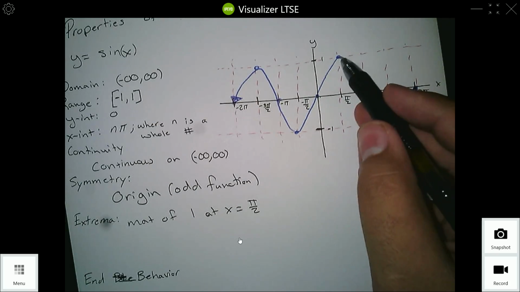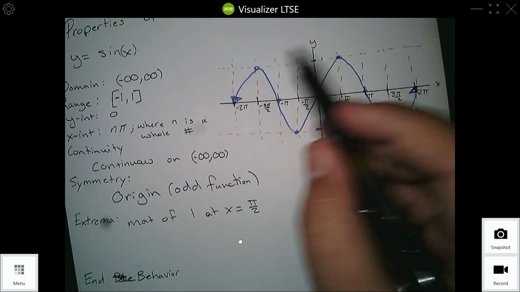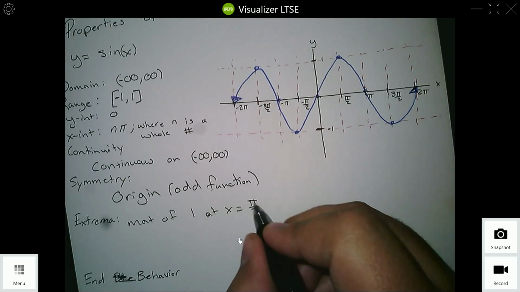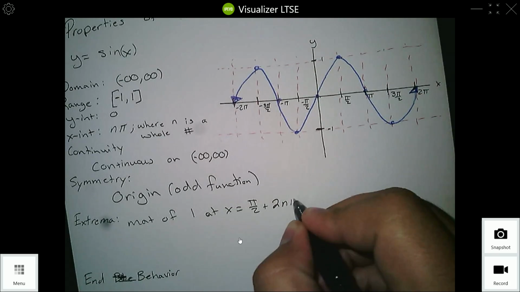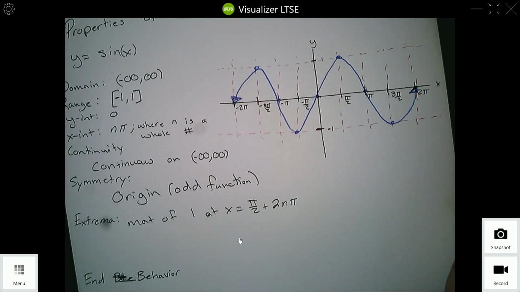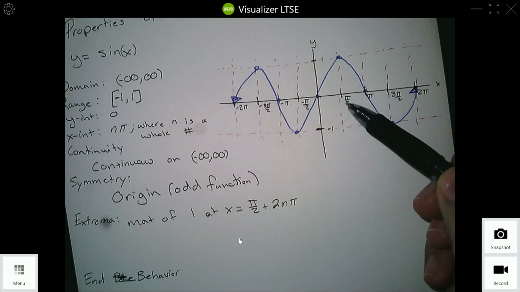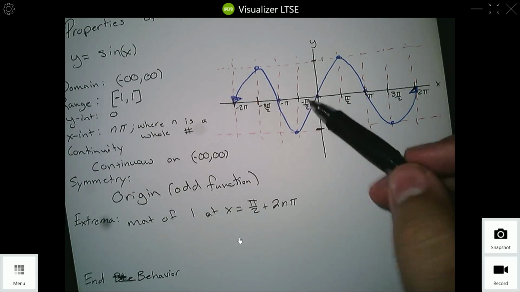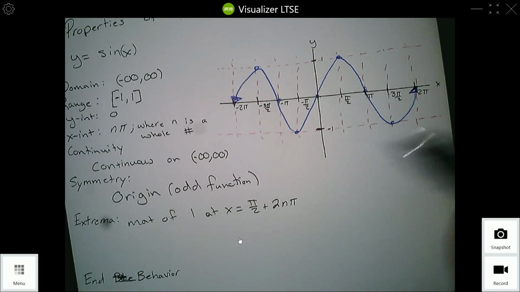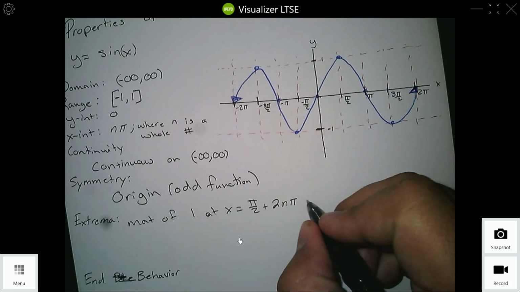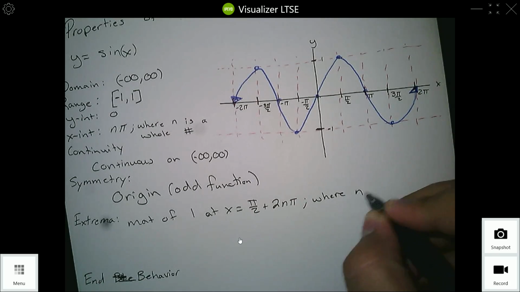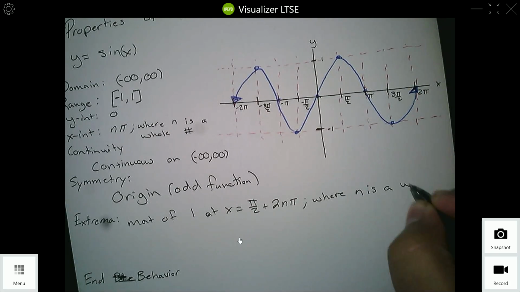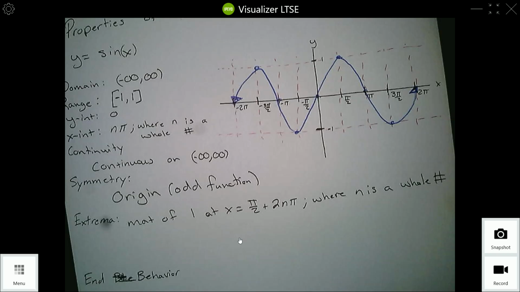We have to account for every value. So not just here, but we also have one here. So we'll have x is equal to pi over 2 plus 2n pi. That's saying if I was to take this value right here and subtract 2 pi, it would give me this value right here if I add 2 pi. So we'll also have this little statement that says n is a whole number. That's just allowing us to find other values as well.